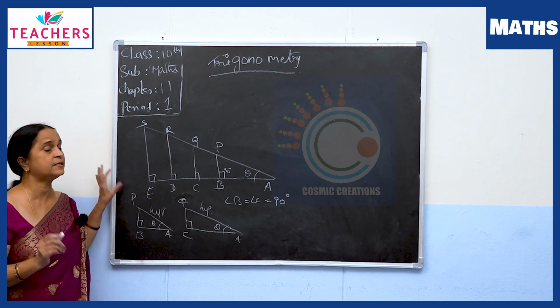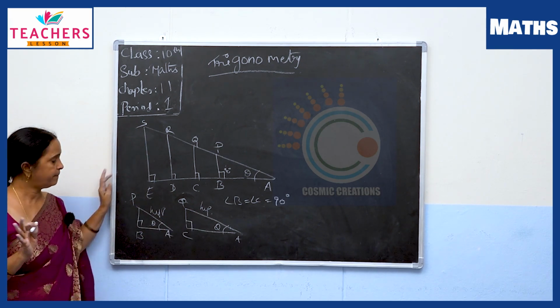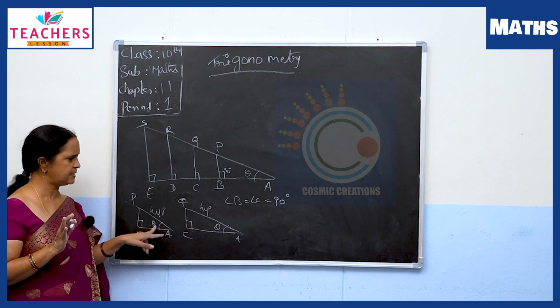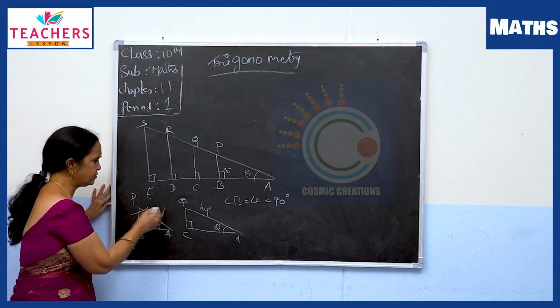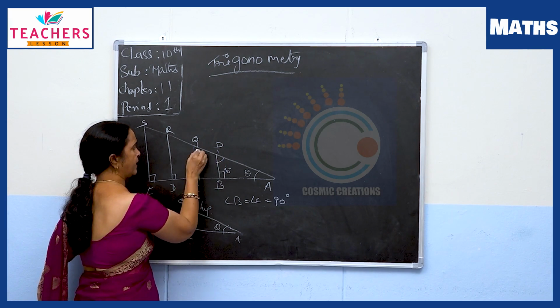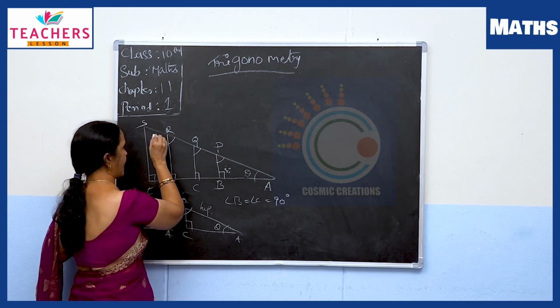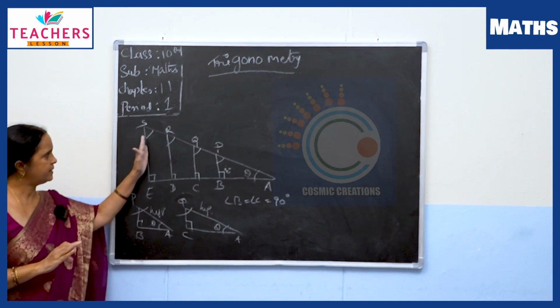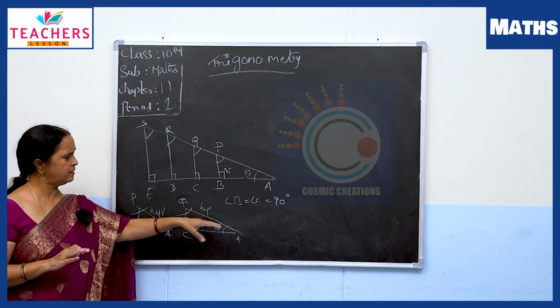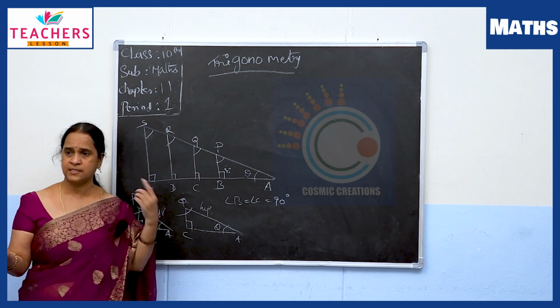But these are similar triangles, because this angle is equal, this angle also equal. So this is also equal. So angle P is equal to angle Q is equal to angle R is equal to angle S. Then angles are equal, similar triangles. Those both are similar.